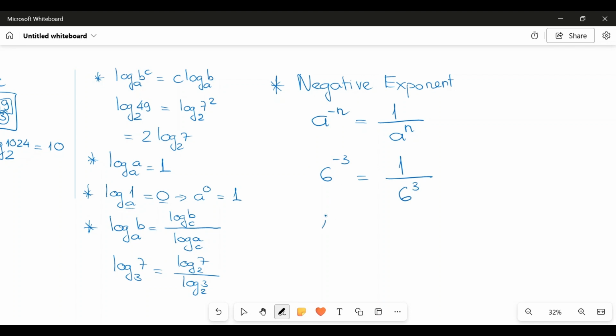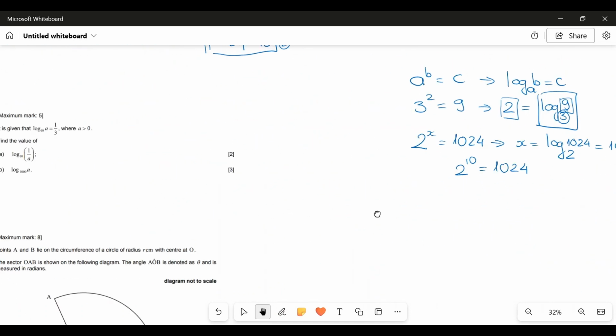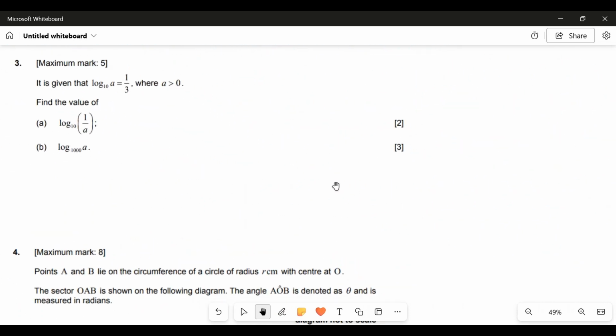So what if in the future I have 1 over 7 to the power of 2 down here? I want to move it to the top. You just write it up there, but don't forget to put the negative sign. So whenever you move it, you change the exponent from negative to positive or vice versa, from positive to negative. Okay, this is enough information, and we start to solve question number 3 over here.